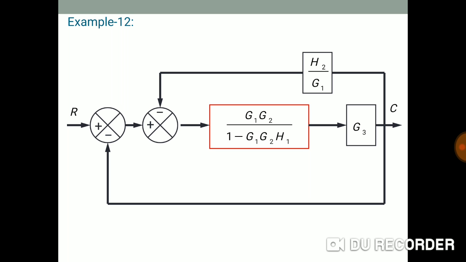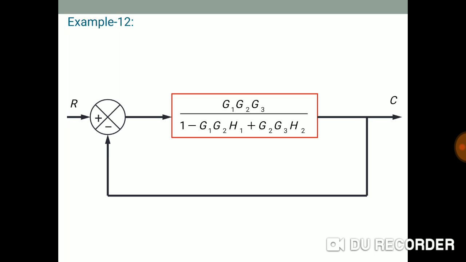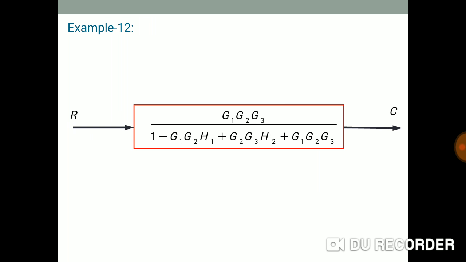Then the next block, whatever the G3 block is there, is in a series. Therefore, multiplication is there: G1, G2, G3 divided by 1 minus G1, G2 into H1. Then finally we will solve the feedback path, that is H2 for the G1. Same formula we are going to use, G of s divided by 1 plus G of s into H of s. Here it is, and then we'll finally simplify the feedback, that is a unity feedback. And then finally we are getting G1 G2 G3 divided by 1 minus G1 G2 H1 plus G2 G3 H2 plus G1 G2 and G3.